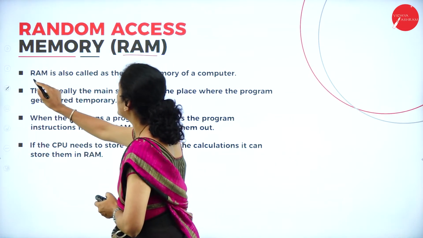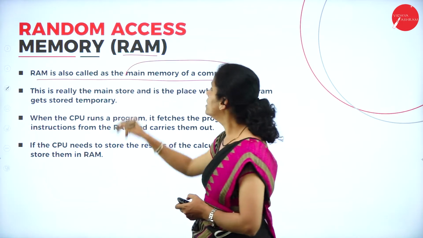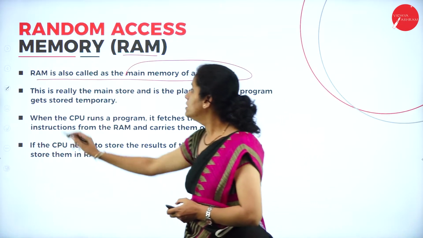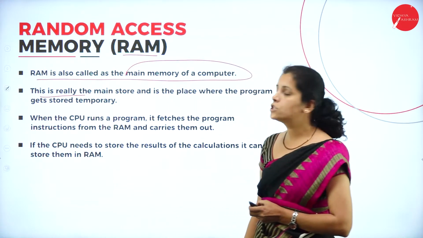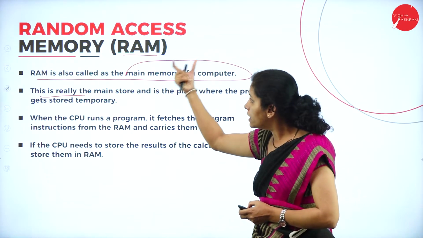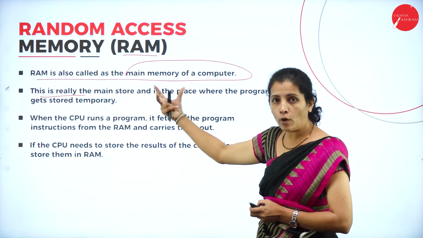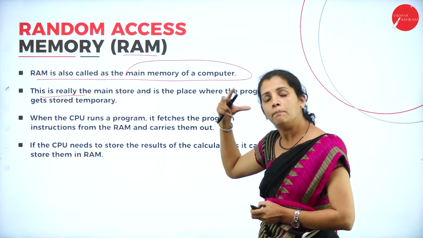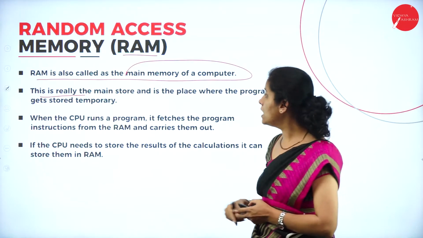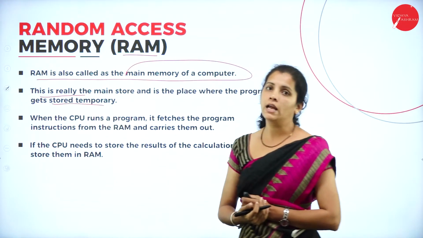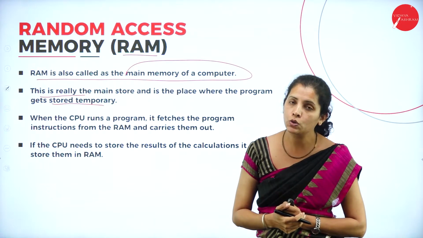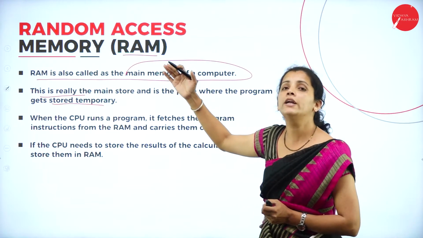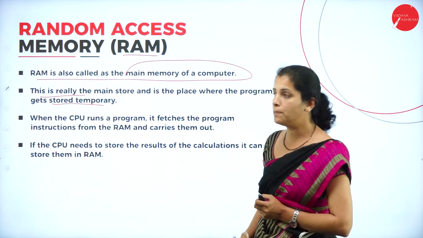So here RAM is also called the main memory of a computer system. This is really the main store. That means the RAM is nothing but the main repository. It provides the place to store the data temporarily. Now tell me what kind of data I'm going to store in random access memory. That is temporary data I'm going to store in that memory.